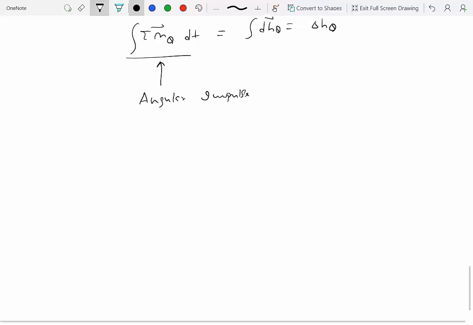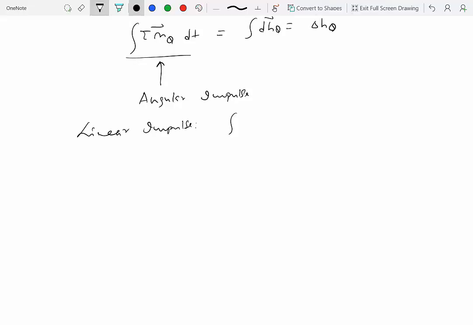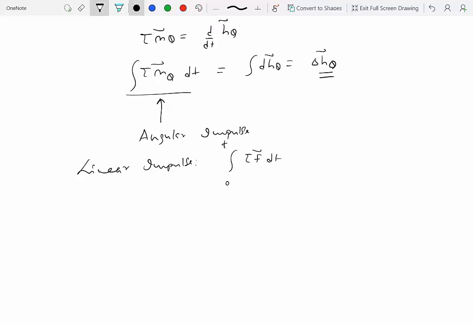You will recall that linear impulse was defined as the integral of sigma F dt, from time 0 to t, right? Similarly, sigma MQ dt is defined as angular impulse, and on the right hand side is the change in angular momentum. So what it's saying is that angular impulse integrated over time is equal to the change in angular momentum, just as the linear impulse integrated over time was equal to the change in linear momentum.